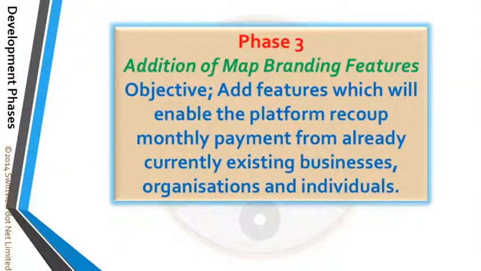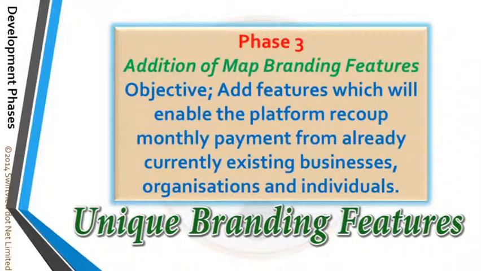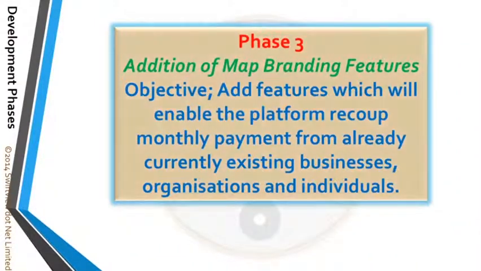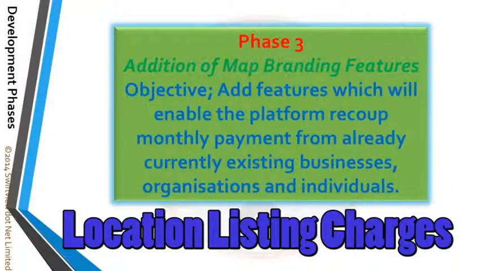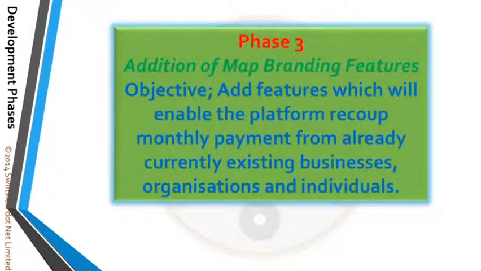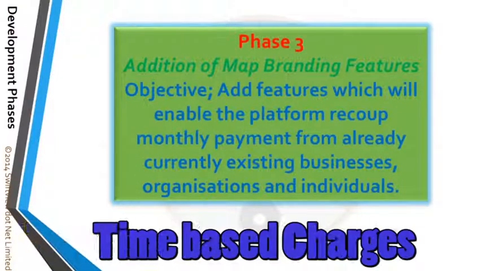Phase 3 is when we add features which will allow us to start generating recurring charges. In phase 2, the revenue we generated was only from one-off charges. But in this phase, new features will be added. This will enable us to recoup monthly charges from businesses who have already made payment for the one-off charges.